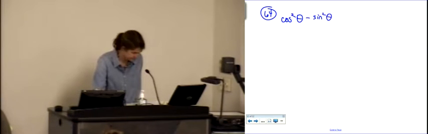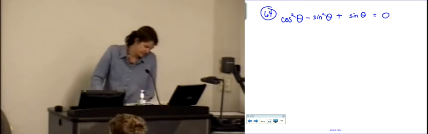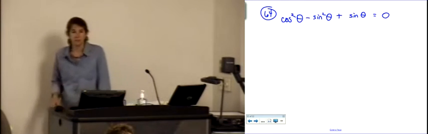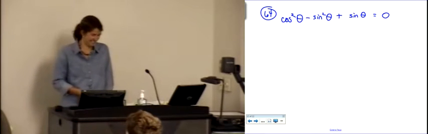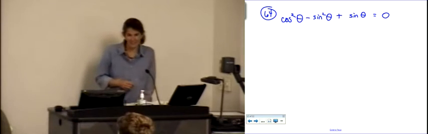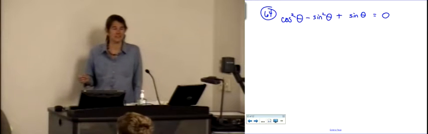This one is 64, and it says this. Cosine squared theta minus sine squared theta plus sine theta equals 0. Does anybody have a problem with this one? What is the problem with this one? There might be a little bit of a problem with it. Go ahead, Clay.